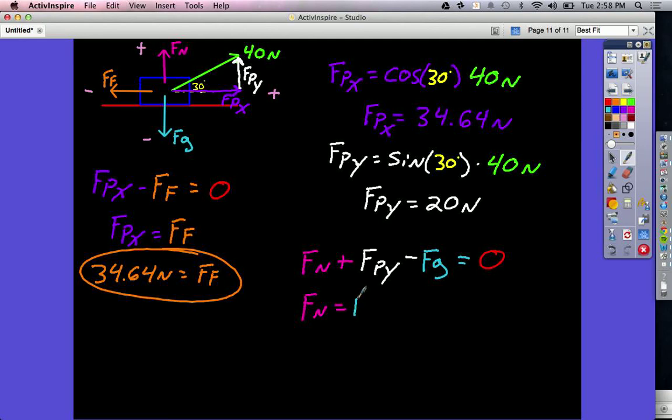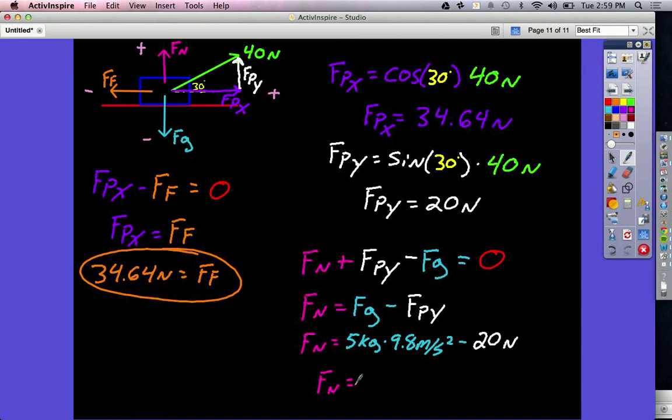So that's going to give us normal force equals the force of gravity minus the force of pull in the Y direction. And the force of gravity is mass, which this thing has a mass of 5 kilograms, times 9.8 meters per second squared, minus our force of pull, which is 20 newtons. We plug that into our calculators, and what we should get is an answer that the normal force is 29 newtons.